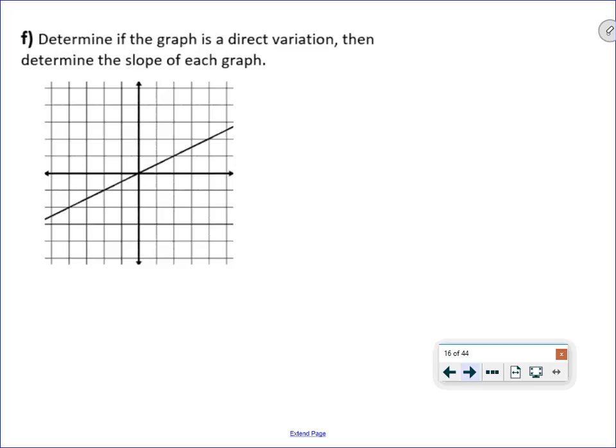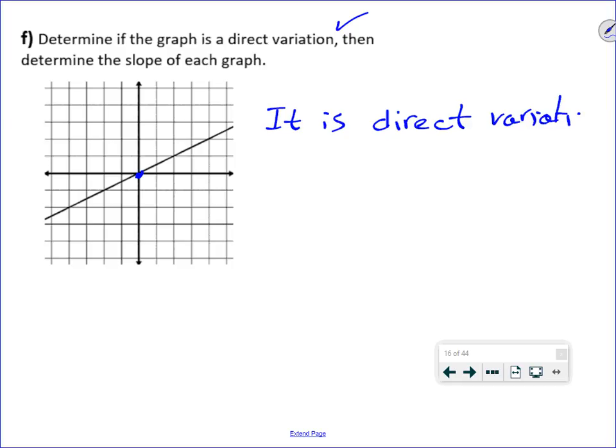Determine if the graph is a direct variation. Well, it goes to the origin, so yes, it is direct variation. Then determine the slope of the graph. So I just need to pick another point on the graph. Remember, slope is always rise over run, so this will be 1 over 2. So the slope is 1/2.